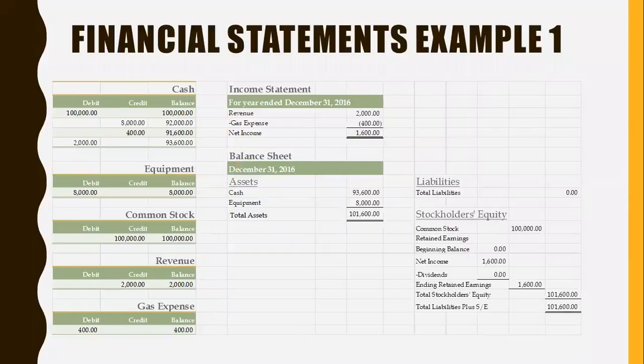So our income statement and balance sheet should look like this. You can put the liabilities underneath the assets and the stockholders' equity all in one column if that's easier for you to fit on a piece of paper. But the normal format is, again, assets on the left, liabilities and stockholders' equity on the right.